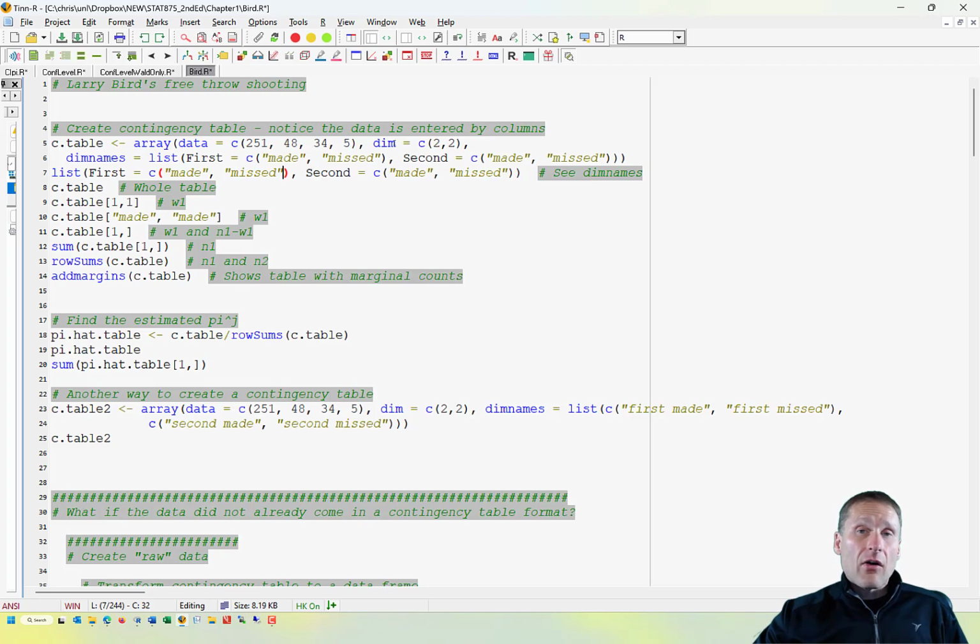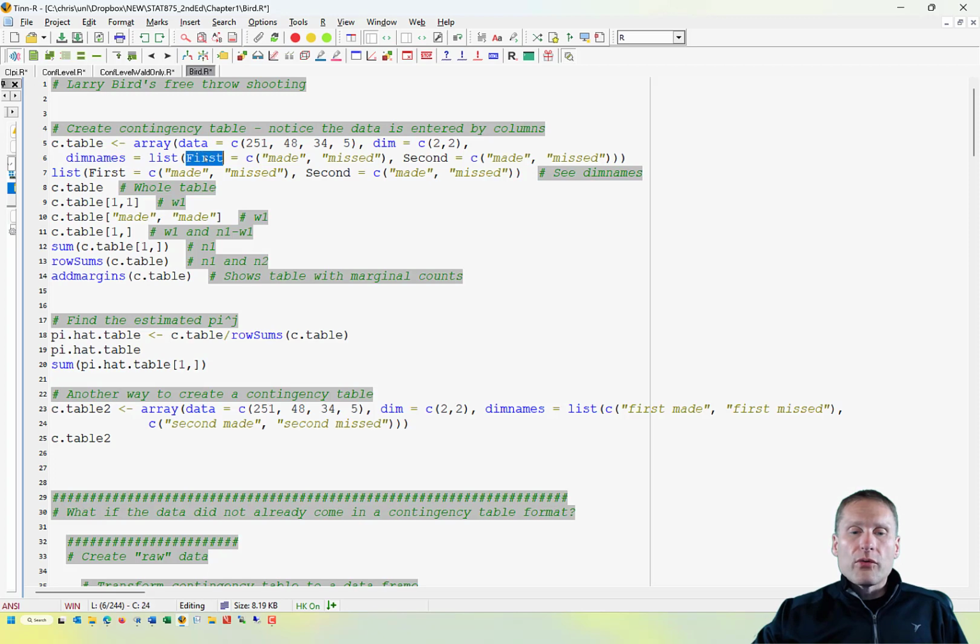Next I need to tell R, well, how big is the table? And that's where dim, for dimension, is put in there. And I combine together 2 and 2: 2 rows, 2 columns. And then lastly, to make the table descriptive, I'm going to use a dimnames argument to indicate what are the names of the rows and the columns.